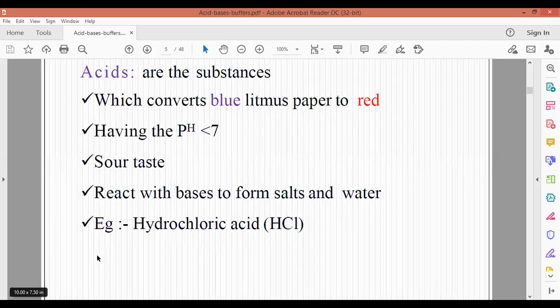What is an example of an acid? Simple, there are so many acids. Strong acids, strong bases, weak acids, weak bases are there. There are two types of acid: strong acid and weak acid. An example is hydrochloric acid, and hydrochloric acid acts as a strong acid.